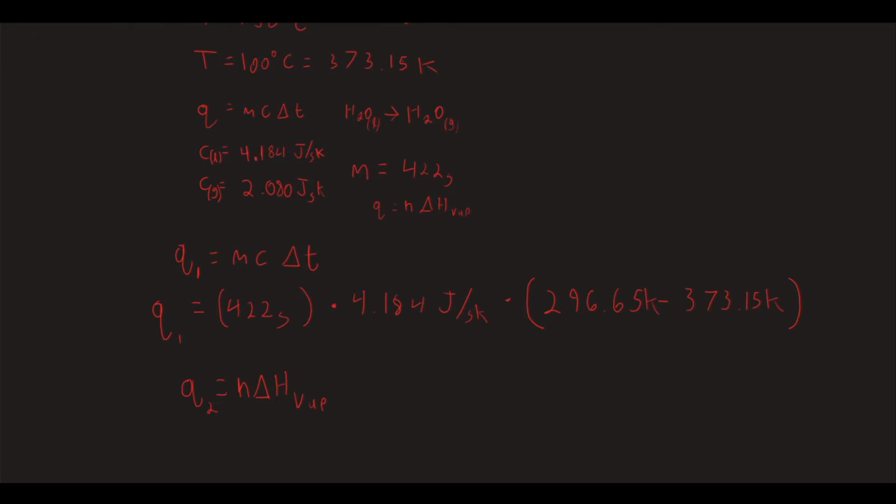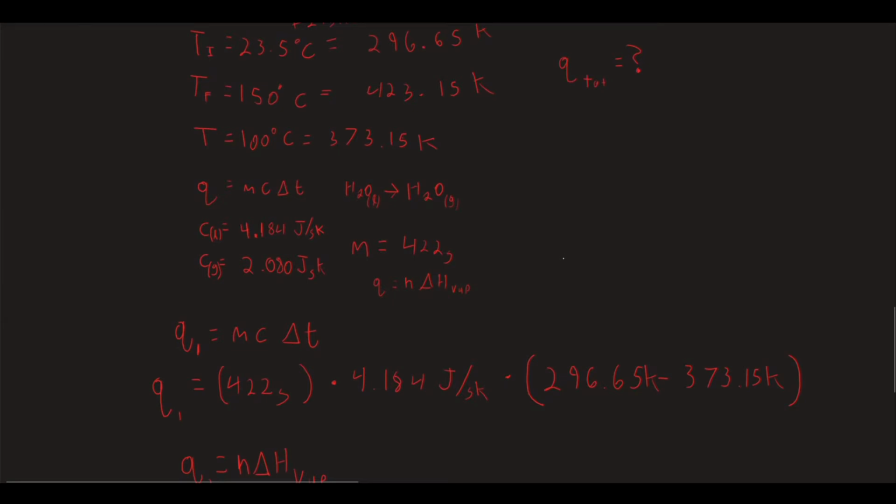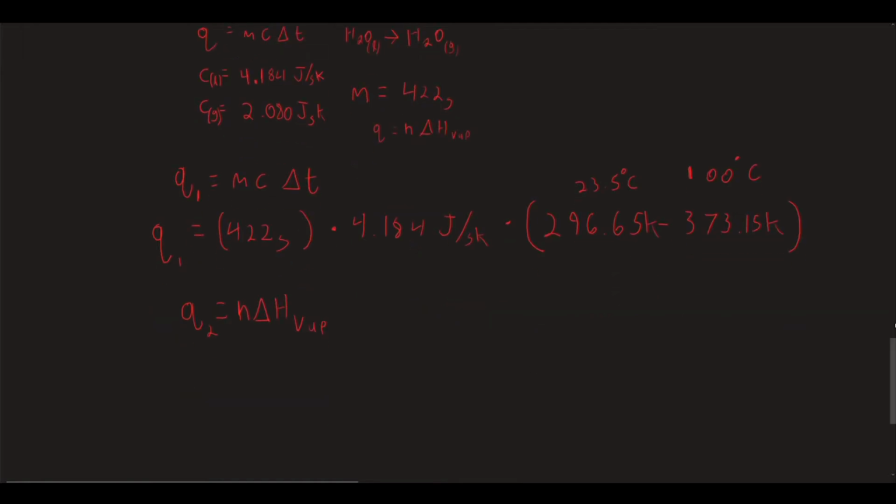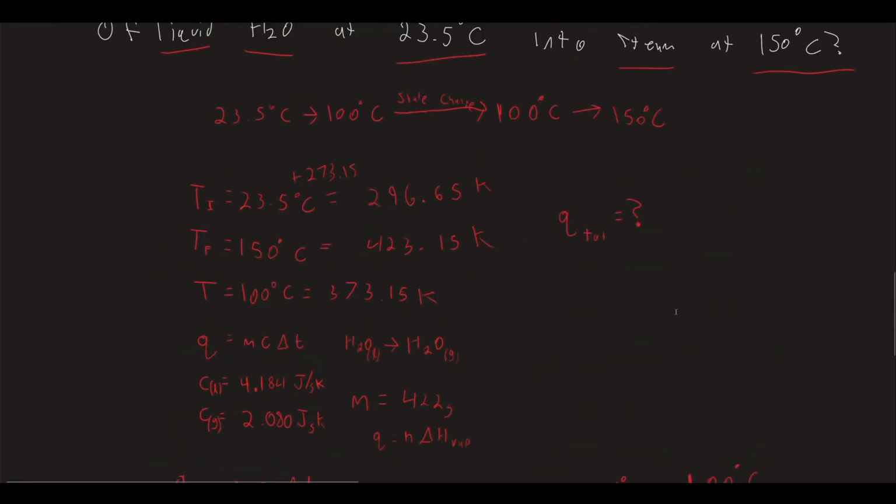Because we are going from 23.5 degrees Celsius to 100 degrees Celsius. So keep that in mind. So let's write this equation down. Q2 equals, well, we need the number of moles at this point, and conveniently, or rather non-conveniently, I did not write that down. So let's solve for the number of moles.